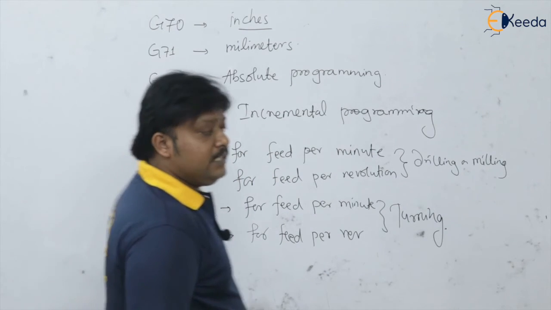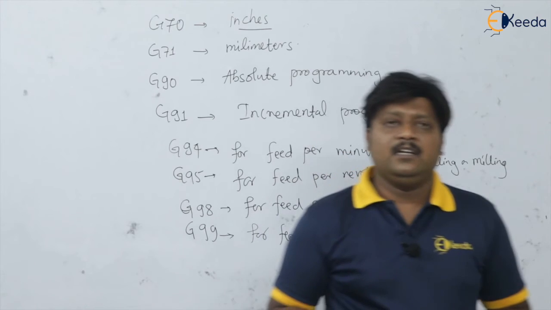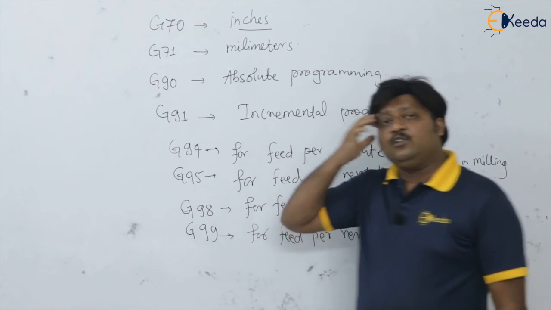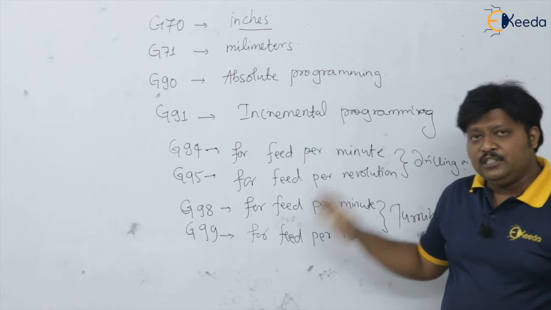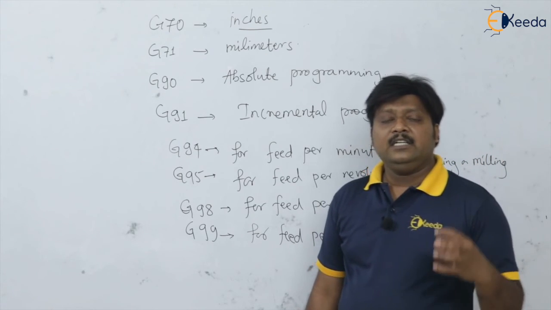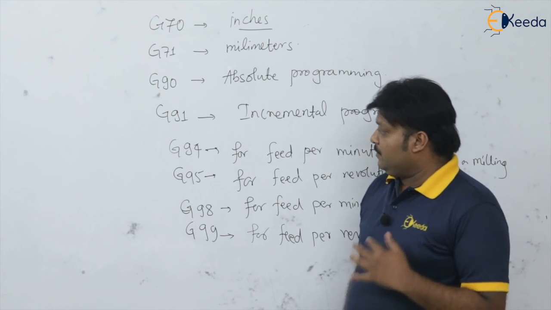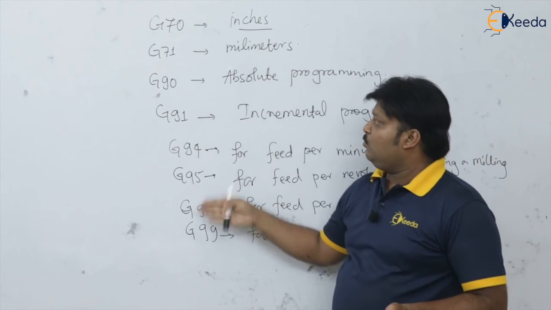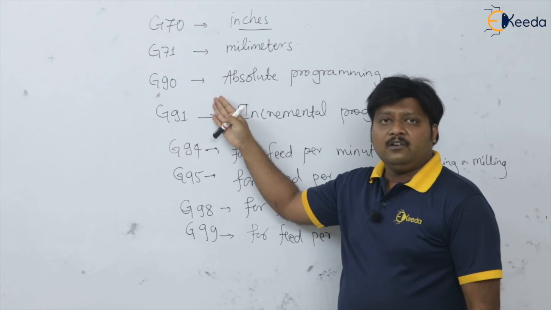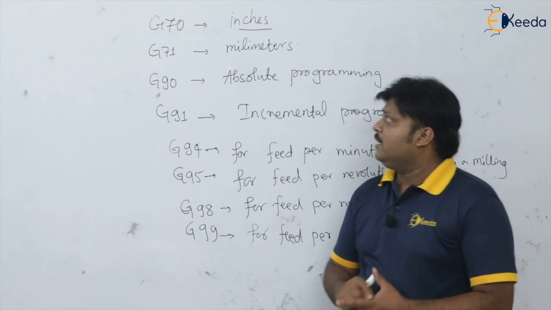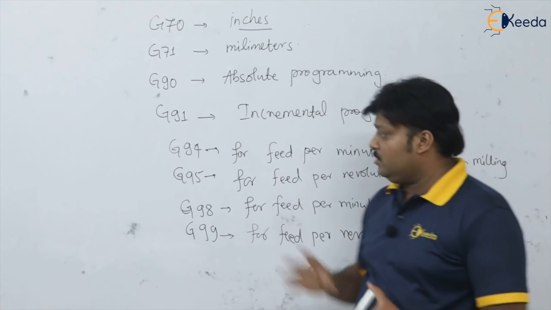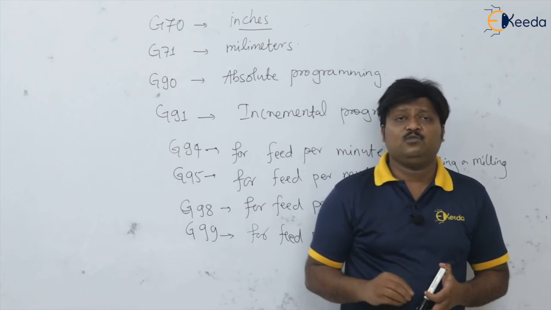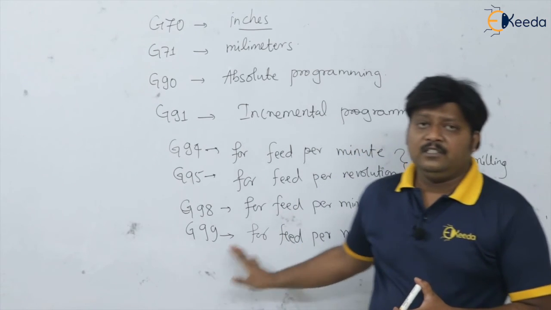So students, these are very basic preparatory G codes, and by using these G codes we are going to write the program. Many times they directly ask to match the pair, the code and its use. So please keep all these codes in mind. There are many chances of direct questions on this.